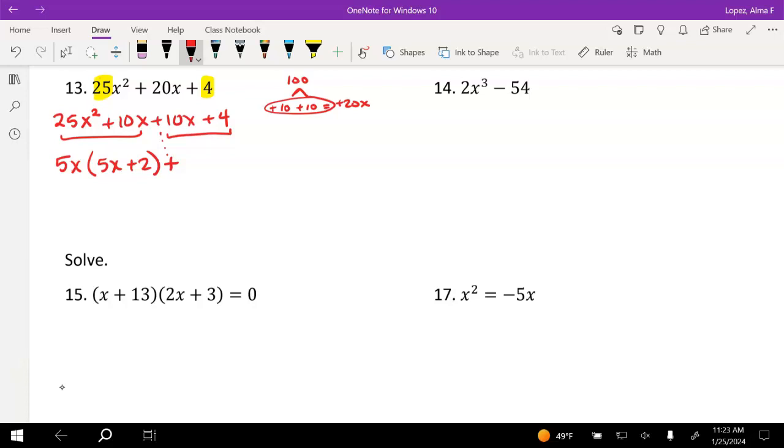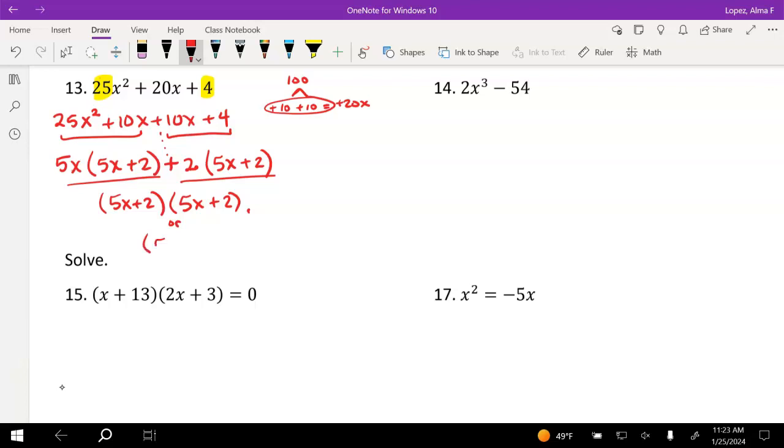10x and 4 both have a factor of 2 in common. When I factor it out of the 10x, it's going to leave behind a 5x. When I factor 2 out of 4, it leaves behind a 2. Now I'm down to 2 terms. If I factor the greatest common factor of 5x plus 2 out of both terms, it does leave behind another 5x plus 2.